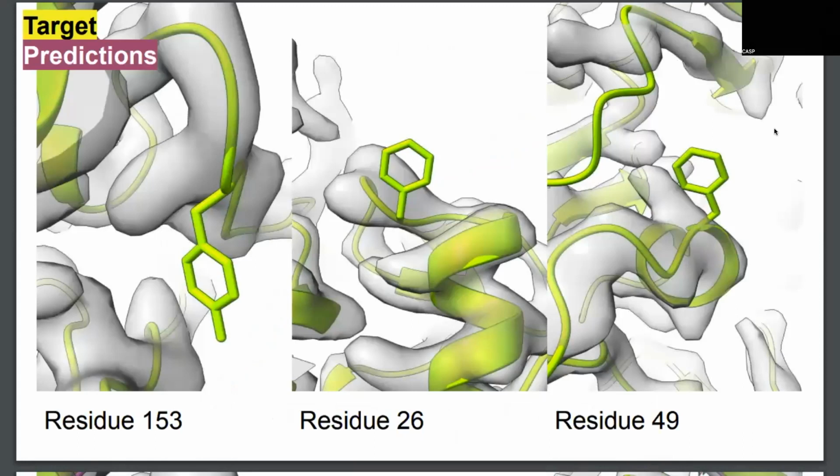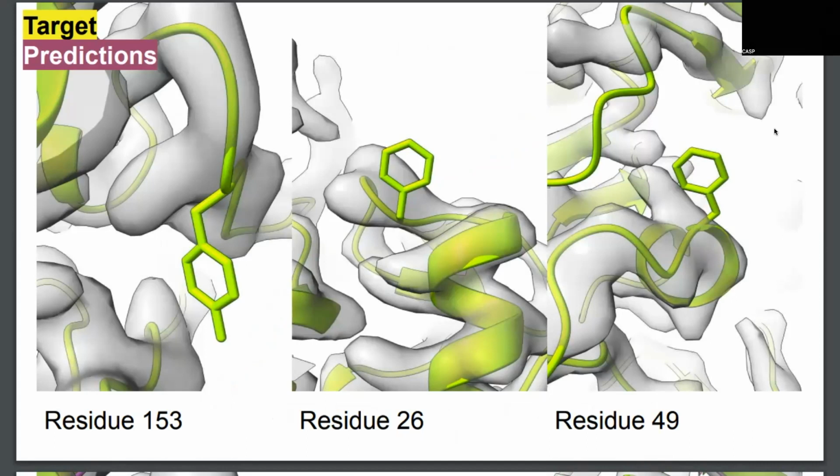When we actually look at the target itself, these are the kind of modeling issues I'm talking about. So we can see there's all sorts of side chains out of the density, right? In 153, there's a blob where that aromatic ring should go, similar in 26 and similar in 49. And you can probably also see in the background in 49, there's also a loop which is well out of density.